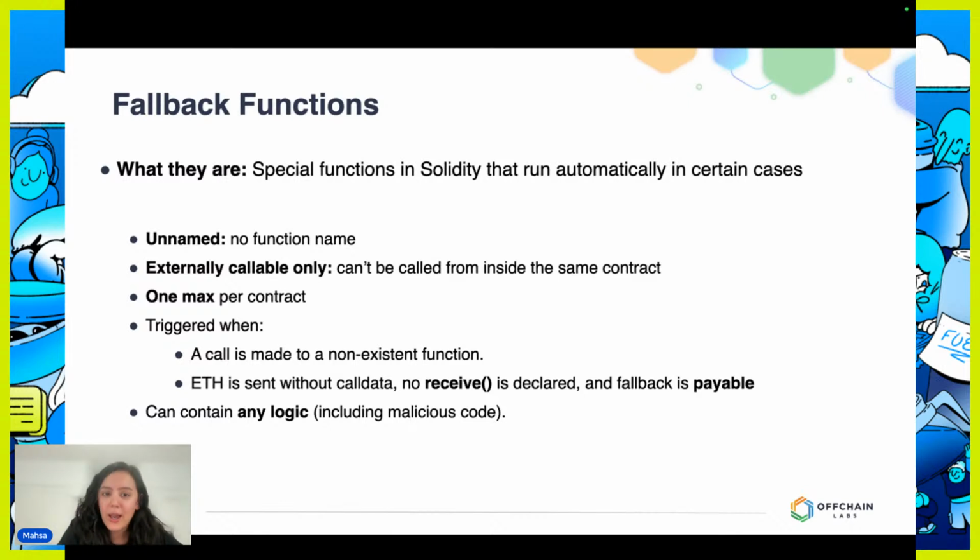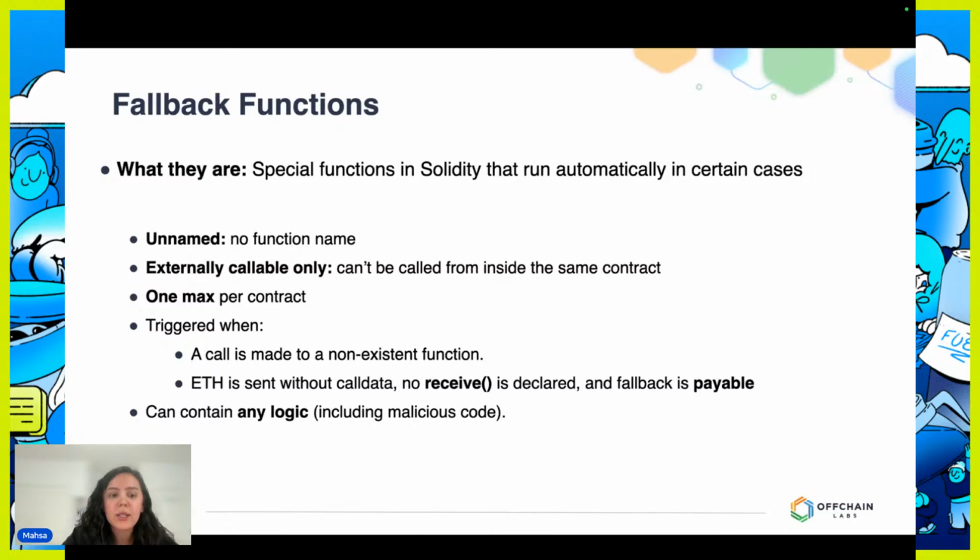But why can it happen? What allows the attacker contract to call back into the victim contract and repeat things? That is where the fallback functions in Solidity come into play. Fallback functions are special functions in Solidity that run automatically in certain cases, and they have some specific features. They normally have no function name. They can't be called internally, so they're only callable by external contracts. There can only be one fallback function per contract. And these specific functions are called in certain cases, as I said.